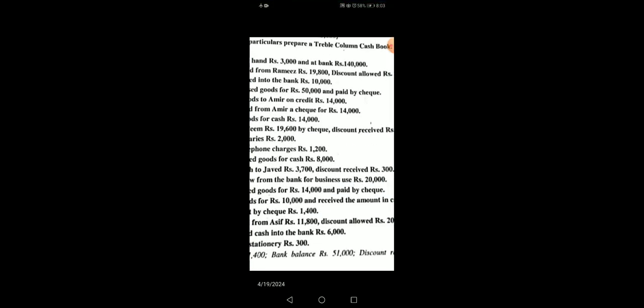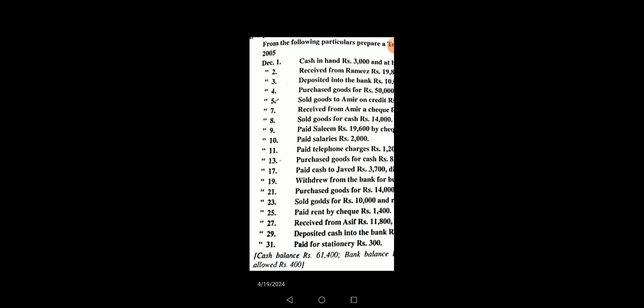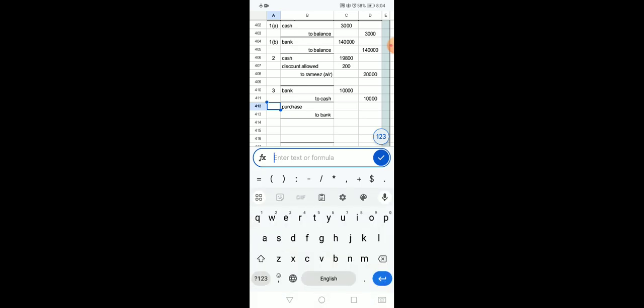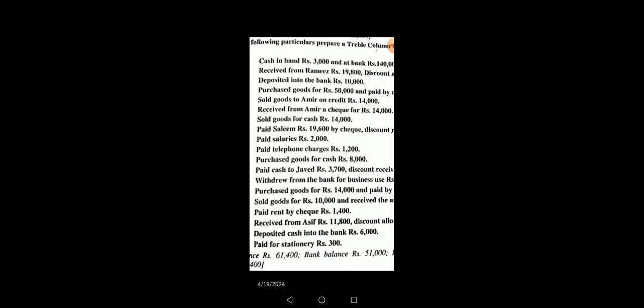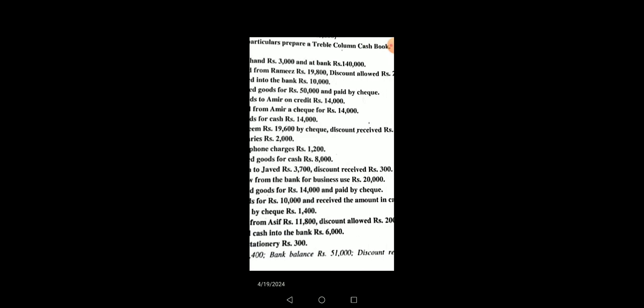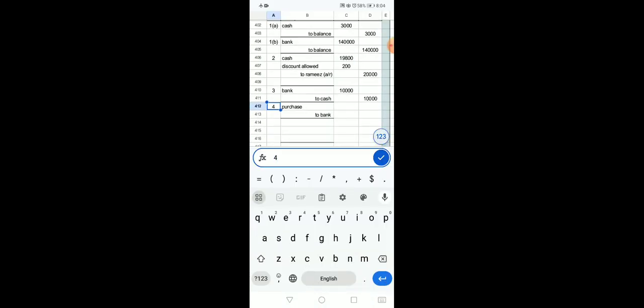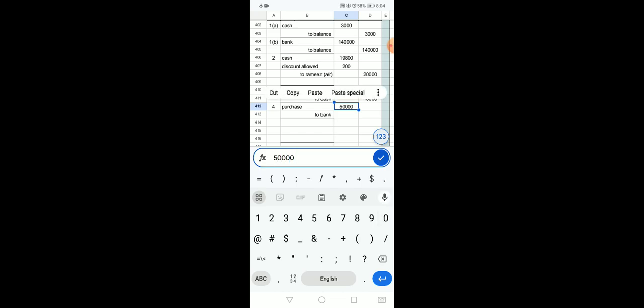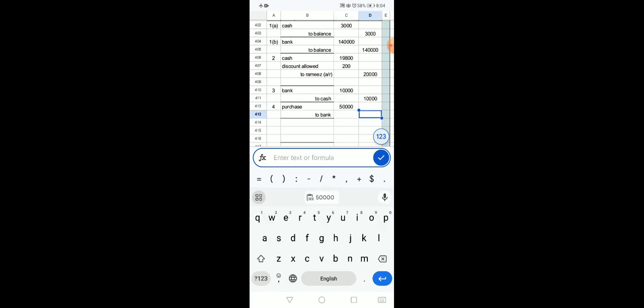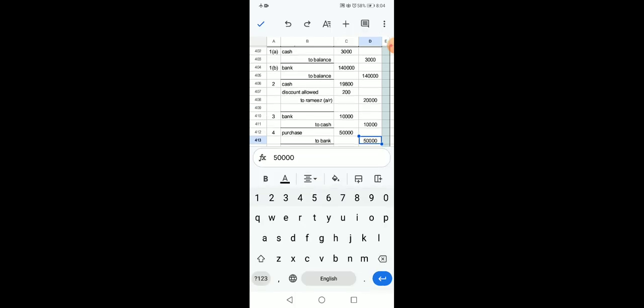Let's check the entry number. Entry number was 4, and now let's see entry number 4's amount, it is 50,000. So you will put 50,000 over here and the same amount you will put over here. In this way the entry has been completed. Entry 4 is done. Now we will see entry number 5.